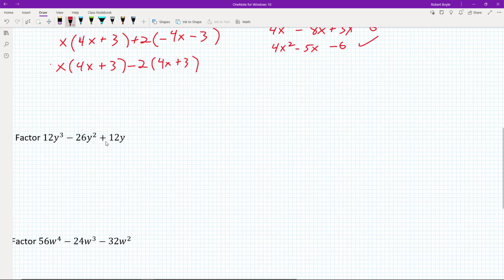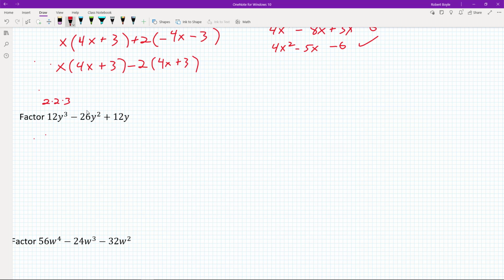Okay, so let's do another one. Here we have 12y cubed minus 26y squared plus 12y. Now this one has a greatest common factor. Notice that the prime factorization for 12 is going to be 4 times 3, or 2 times 2 times 3. The prime factorization for 26 is going to be 2 times 13. 13 is a prime number. And then once again, we have 2 times 2 times 3.